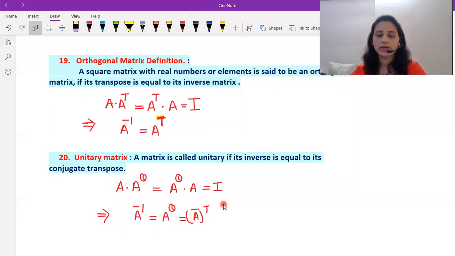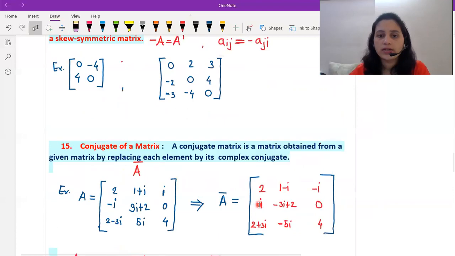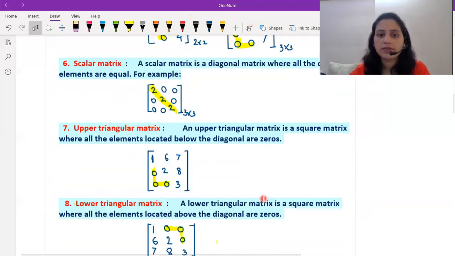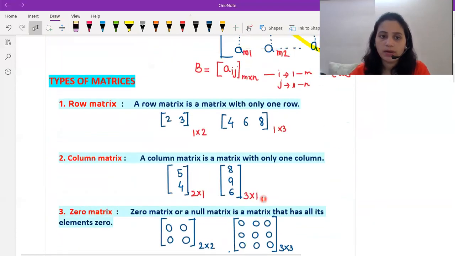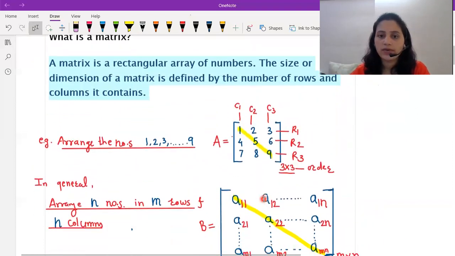Okay. So students, hope you can understand all these concepts and definitions of these types of matrices and the introduction section of this topic.